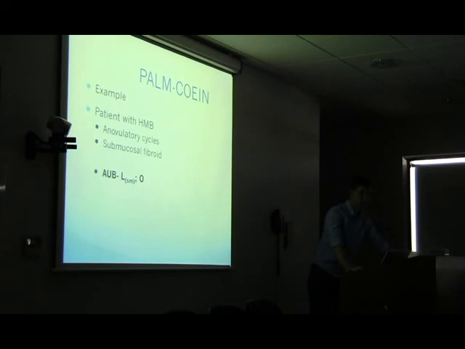So just as an example then, if you have a patient, you wish to use this system, so for example, a patient with heavy menstrual bleeding, you find that she has anovulatory cycles, either based on history or mid-luteal phase progesterone. She might have a submucosal fibroid identified on scan or hysteroscopy. So she would be classified as AUB, L, and O.